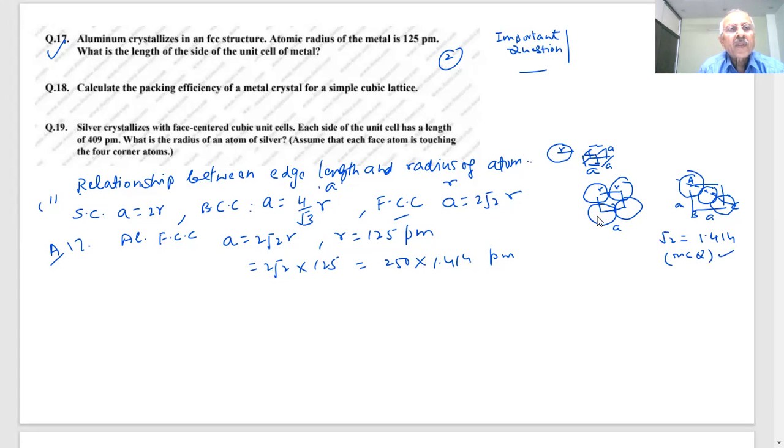Okay. Calculate the packing efficiency for a crystal for simple cubic. What is the packing efficiency, students? For simple cubic, the packing efficiency was 52.4%. Here he has asked for derivation, students, because this question was given in the CBSE. Okay. You know how to derive? Yes, sir. What I told you, what is important? One is packing fraction.